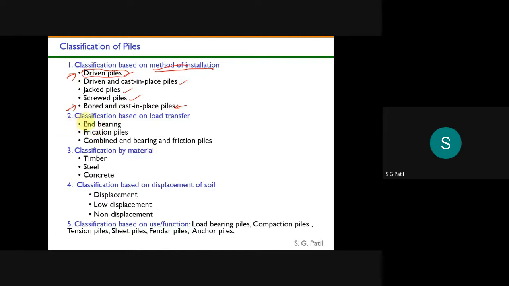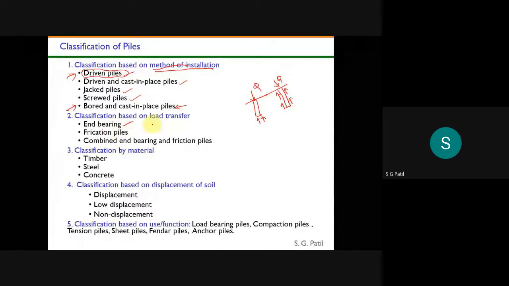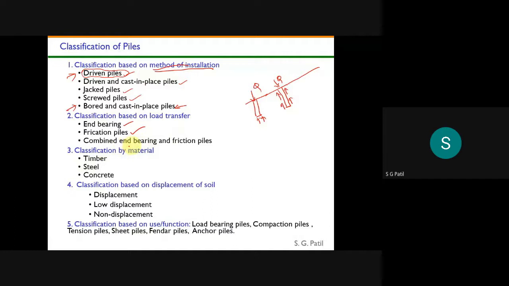The second type of classification is based on the load carrying mechanism. If the entire load Q is taken by the end bearing, then those kinds of piles are called end bearing piles. If Q is entirely taken by skin friction, then those piles are called frictional piles. The third type is combined, a combination of both.